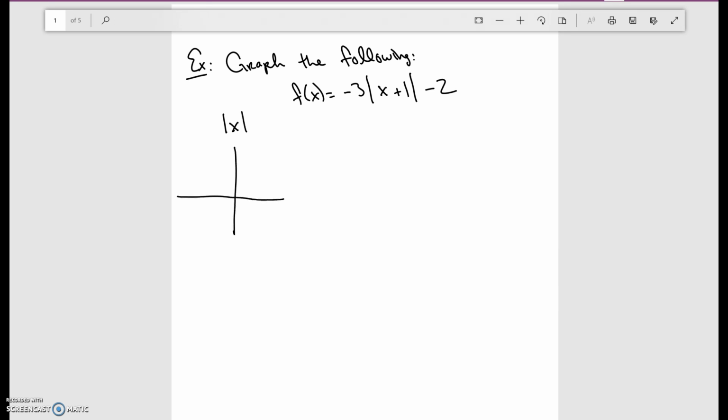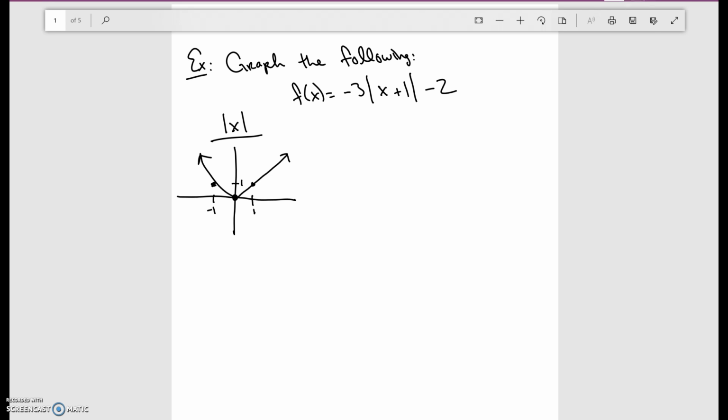If I were to graph 3 points, if I plug in 0, the absolute value of 0 is just going to give me 0. Absolute value of 1 is just going to give me 1. And absolute value of -1 is also going to give me 1. So if you remember the shape of the absolute value, it looks something like this. It looks like a V shape. Not the best drawing in the world, but that's what it looks like.